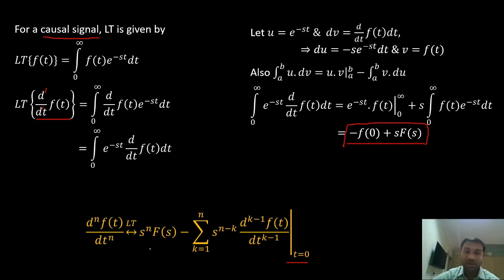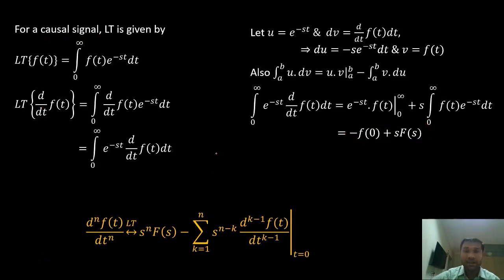This is the general formula for differentiation in time domain for a causal signal. If my signal is a non-causal signal, then this entire term goes to 0. So d power n by dt power n of f of t for a non-causal signal is going to be s power n into F of s.